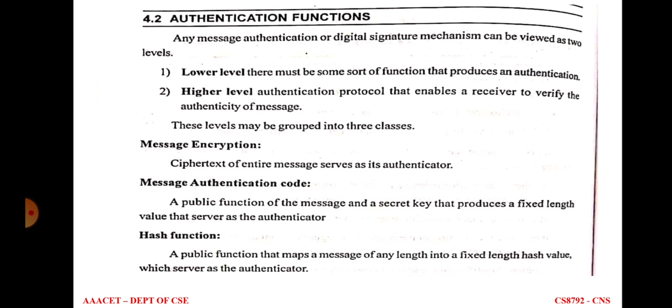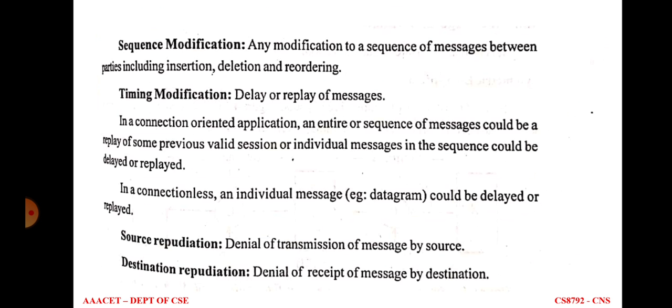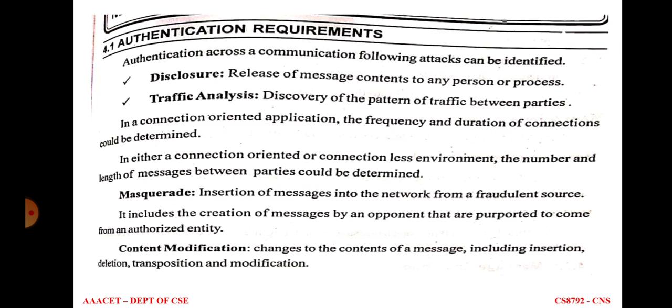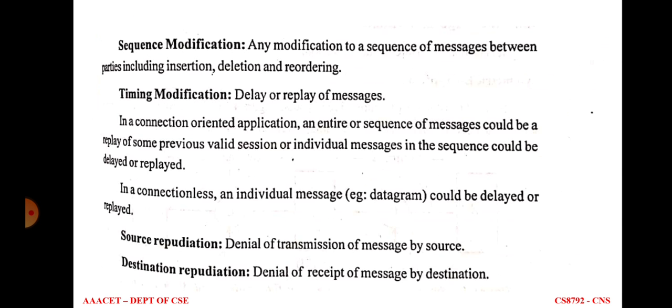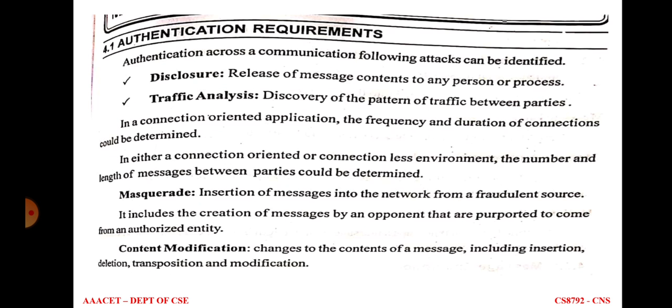There are three functions in authentication. The first one is message encryption, the second one is the message authentication code, that is MAC, and the third one is the hash function. So in the first slide we saw what authentication is and why it is needed, because these are the attacks to be identified: disclosure, traffic analysis, masquerade, content modification, sequence modification, timing modification, source repudiation, and destination repudiation. These are the possible attacks while transferring the message from source to destination. For that reason we go with authentication.